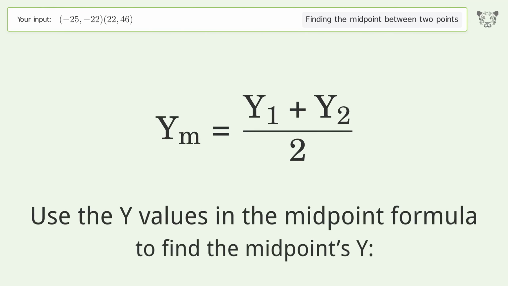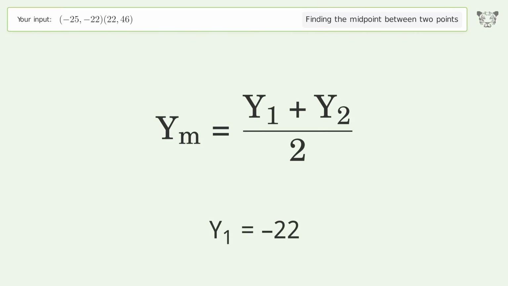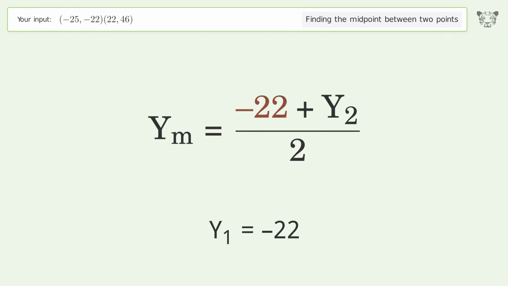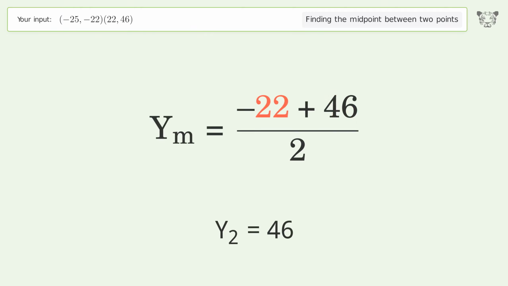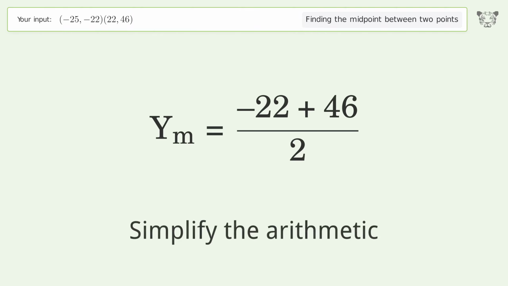Use the y values in the midpoint formula to find the midpoint's y. y1 equals -22. y2 equals 46. Simplify the arithmetic.